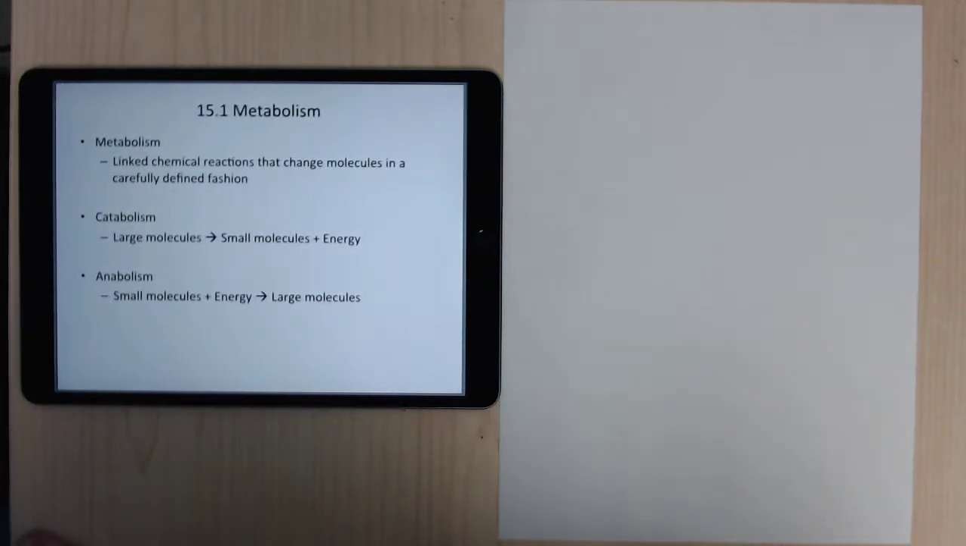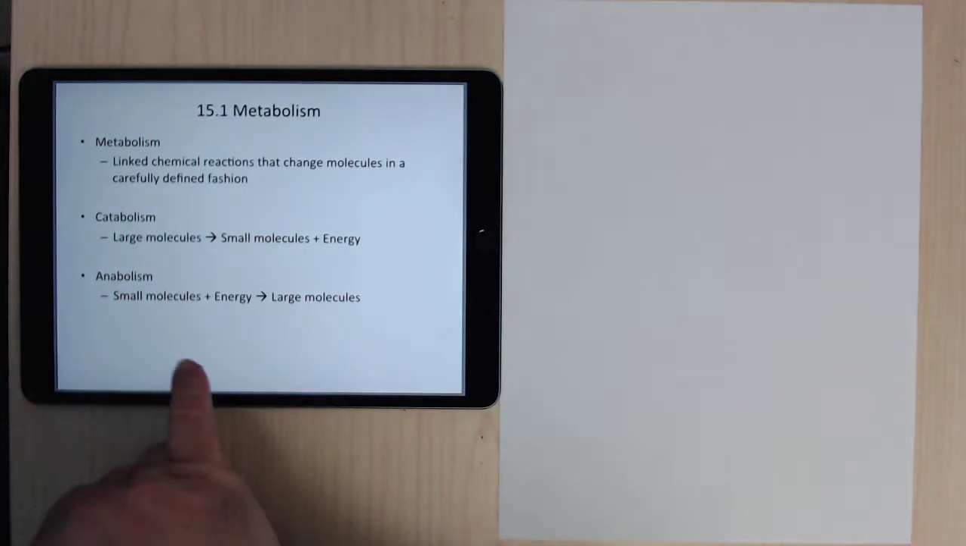Metabolism is simply the overall process, where you have several chemical steps linked together in a regular fashion to go from starting materials to the final product. With catabolism, you start off with a large molecule and break it down into smaller ones and then into energy. Anabolism is where you take small molecules plus energy to make large molecules, so it's just the opposite of catabolism in concept.